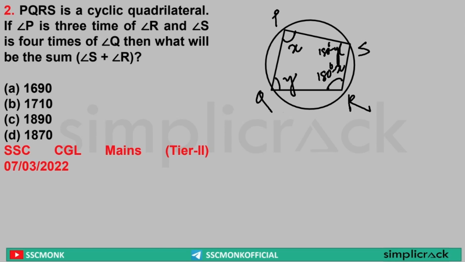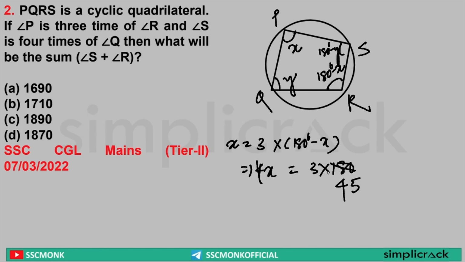This is the theory. So P is X, which is 3 times R, that means 3 into (180 degree minus X). So 4X is equal to 3 into 180. So X value is equal to 135 degree. Sir, if X is 135, R will be what? 180 minus 135, that is equal to 45 degree.